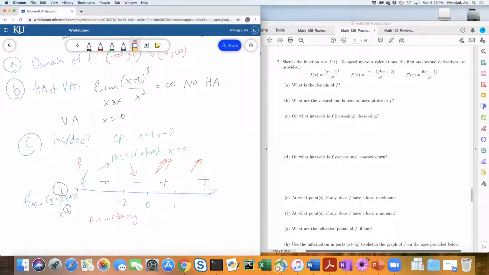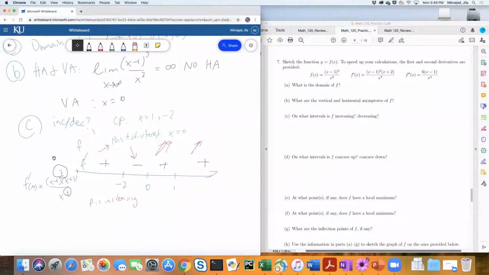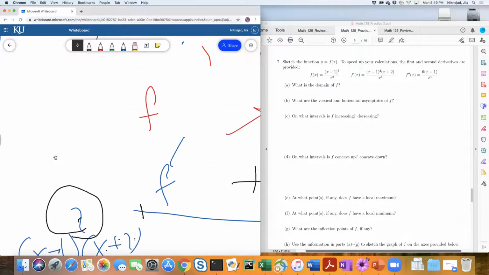My handwriting is going south very quickly, partially because I like it a little bigger, I think. Not that big, not that big.